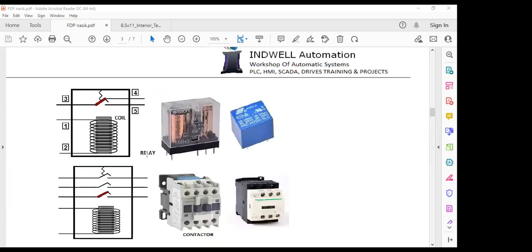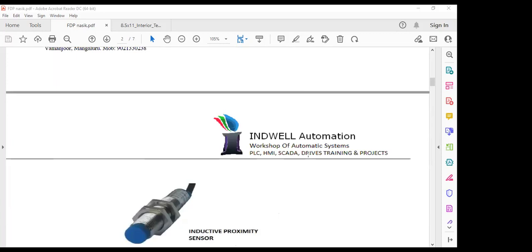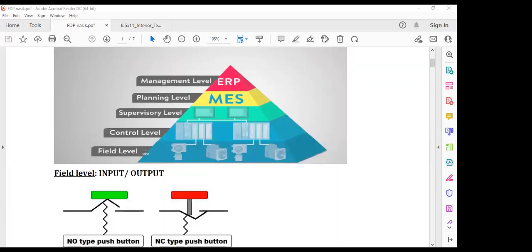In the pyramid, you can see we have field level. In field level, we have inputs, outputs, and in outputs, obviously we have motor, but motor we don't connect directly to PLC. So I have shown you there relay and contactors. And controller level, you have seen, you have PLC, DCS, PID. Then supervisory will have HMI, SCADA. Then you have planning and management.